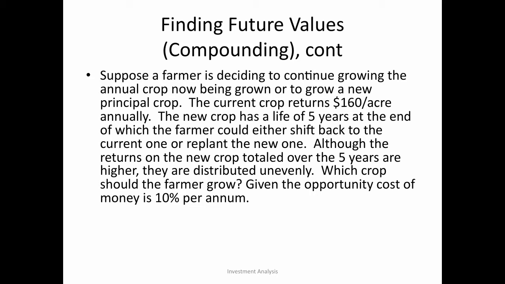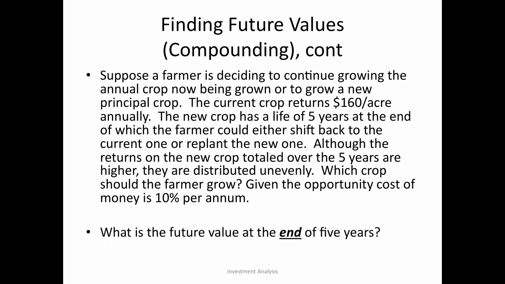Now remember, in the video that you would have watched leading into these examples, we talked about the notion of opportunity cost. And this is just the return that you think you could get if you'd invested those monies elsewhere. In this particular example, the opportunity cost, or if you want to think about it, the interest rate that we're going to use in future value calculations, is simply 10% per annum, or 10% per year. Now the next slide is going to show the pattern of the returns for this example for the new crop and also for the current crop that they're growing.